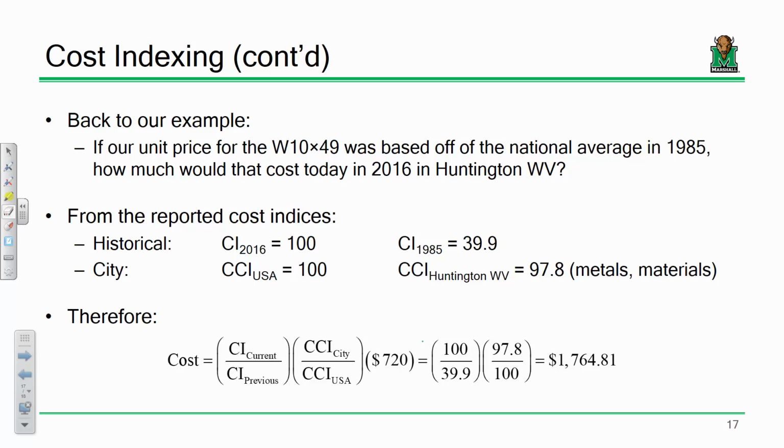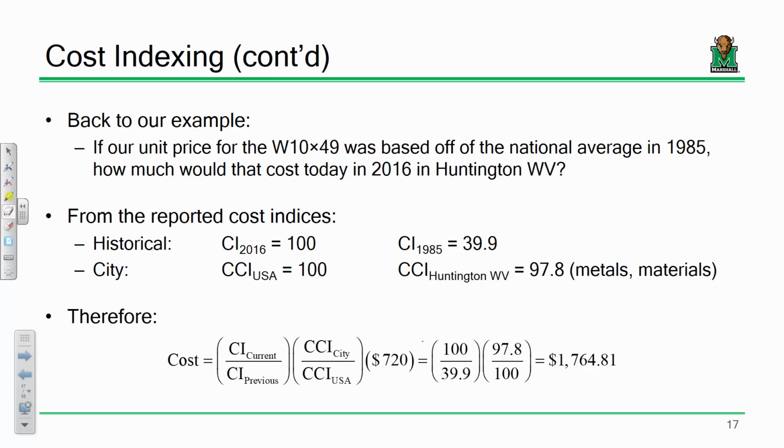So to determine my actual costs, let's take that $720. Let's first adjust it by 100 divided by 39.9 to bring it to 2016. And let's also adjust it by 97.8 divided by 100 to bring it to Huntington, West Virginia. So that's $720 in 1985 in an average American city. In 2016 in Huntington, it's actually around $1,764.81. Does that make sense? Everybody okay with that?